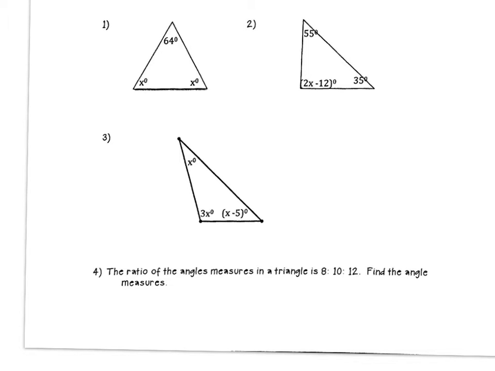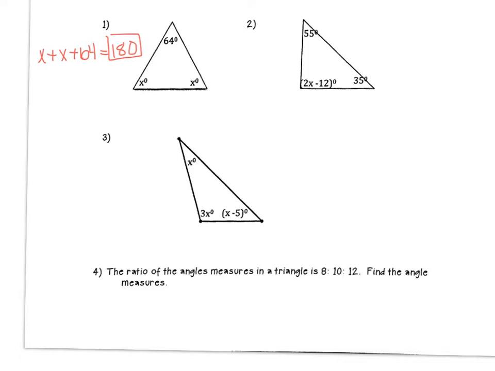Okay, now we're going to use the fact that all three angles in a triangle add up to 180 degrees. So here we go. We just take each one of these angles, we add them together, and we know they add up to 180 degrees. So the first angle is x, plus the second angle is also x, plus 64 has to equal 180 degrees. That's always true. 180 degrees for a triangle.